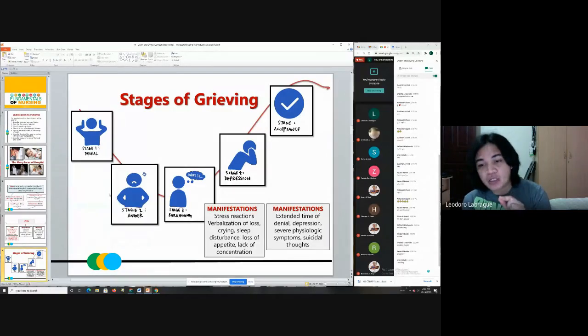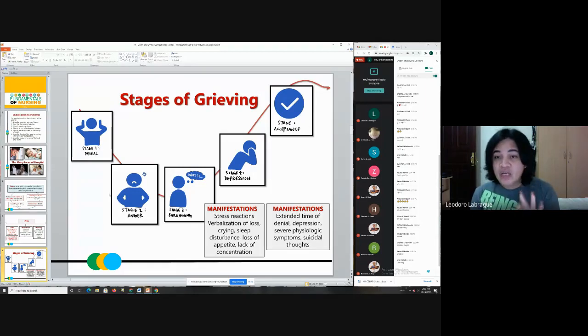When a person experiences, for example, a person is diagnosed with cancer and is given 3 months to live, the doctor would say, okay, you have cancer and you have 3 months to live. The moment you've learned that you are dying, you will observe these stages of grieving. The first stage is denial.